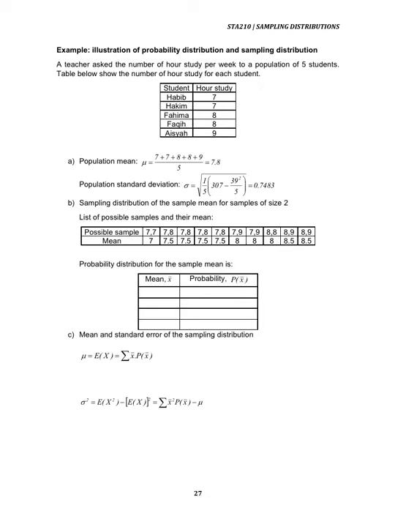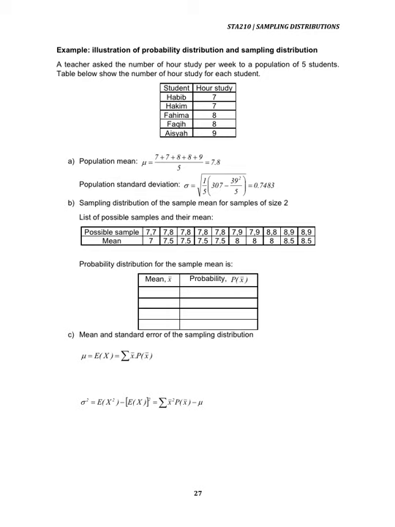Okay, now we want to look into the illustration. What does it mean by probability distribution and sampling distribution? Look into the table below. A teacher asks the number of hours of study per week to a population of 5 students. This table shows the number of hours of study for each student: Habib 7 hours, Hakim 7 hours, Fahima 8 hours, Fakih 8 hours, and Aisyah 9 hours.